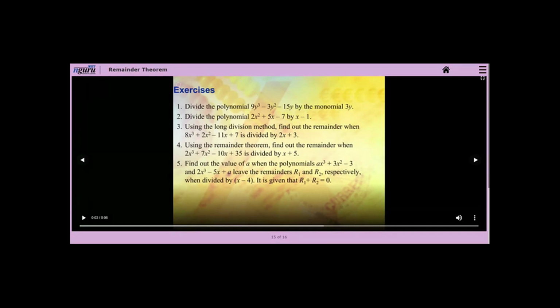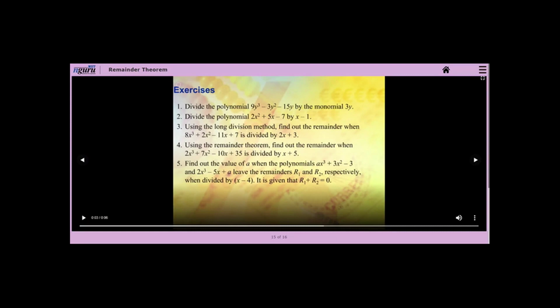Next one, 2x squared plus 5x minus 7. You have to divide by x minus 1. Remainder 0, ma'am. Quotient, what did you get? You should not use the remainder theorem because it says divide the polynomial. When they say find the remainder, you have to use the remainder theorem. The quotient is 2x plus 7, ma'am. Correct.